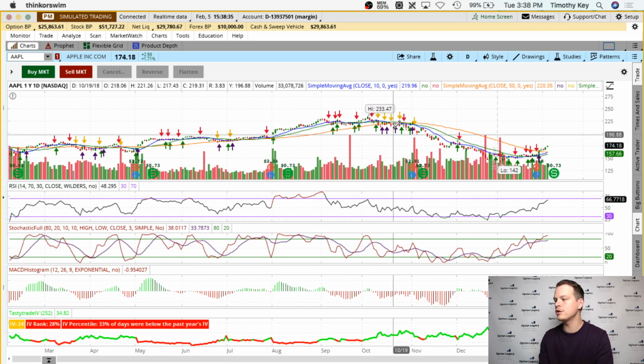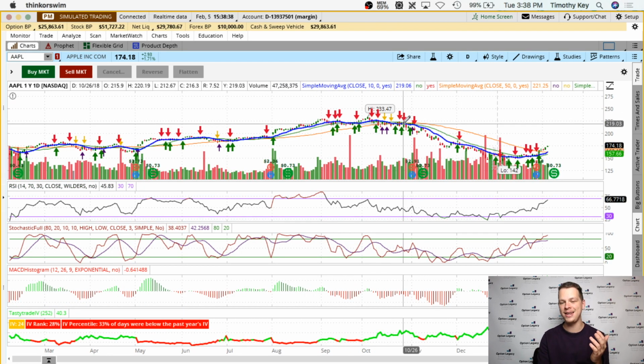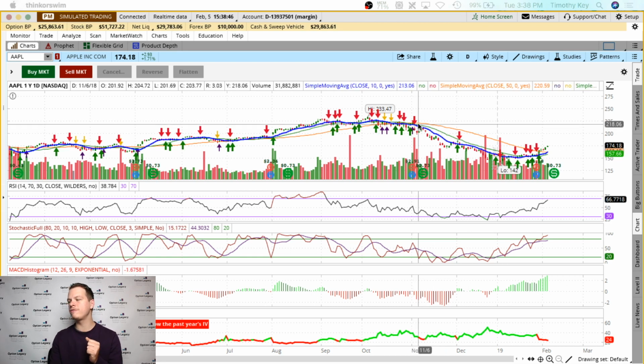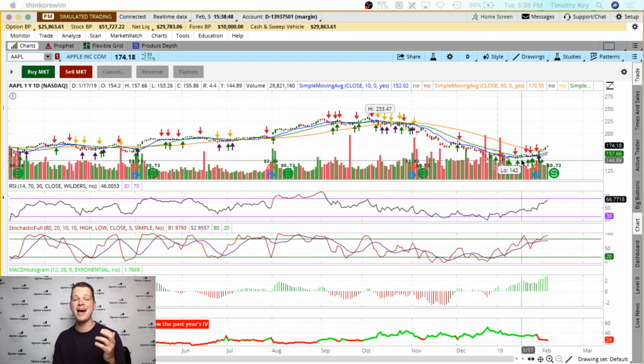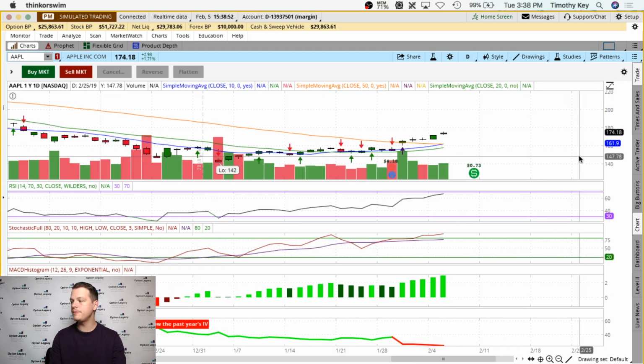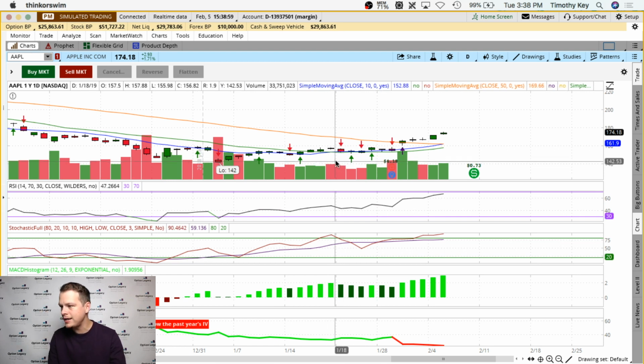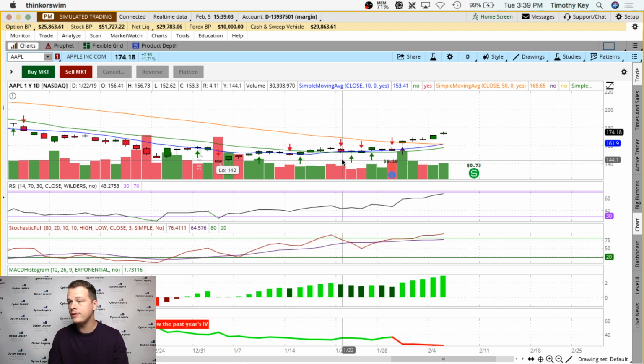So we have to first look at Apple and recognize that it has been in a downward trend, as has most of technology, or most of the tech sector. And then we had back here, right about here, maybe 118 or 122, the 10-day simple moving average cross above the 20-day.